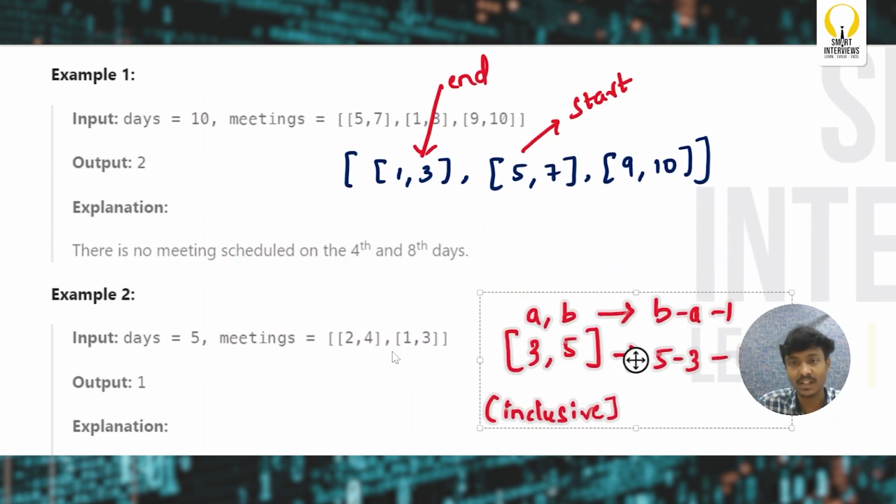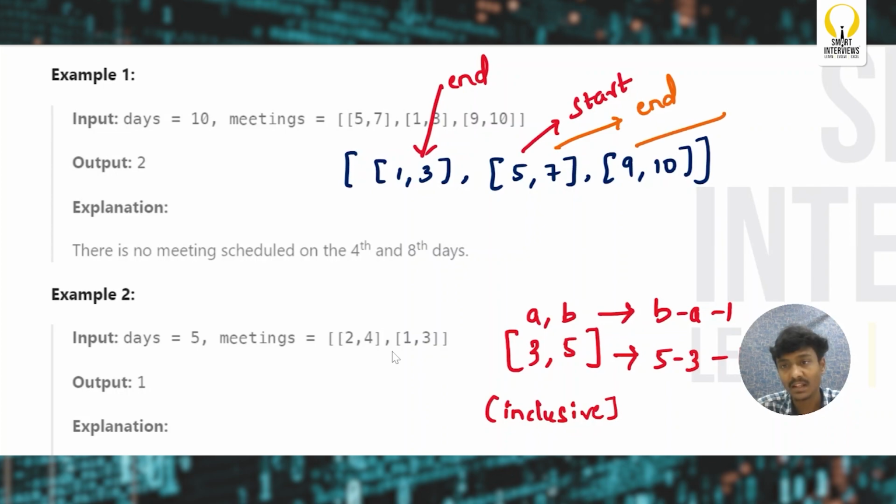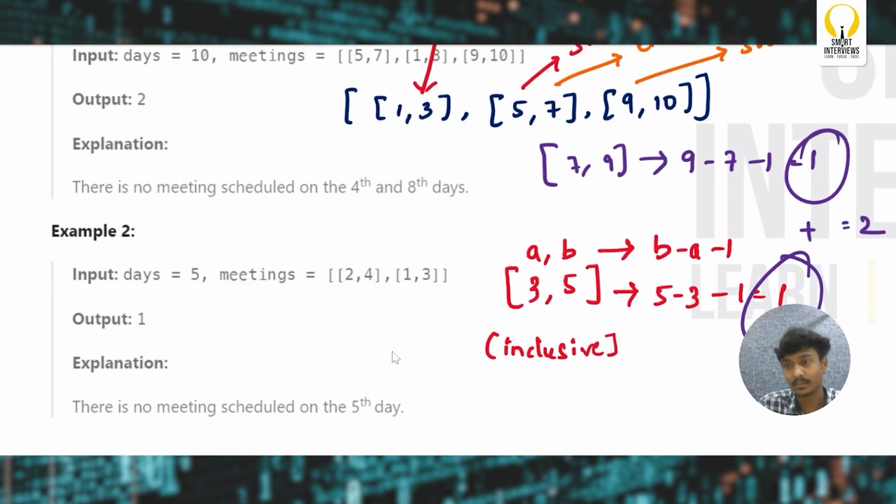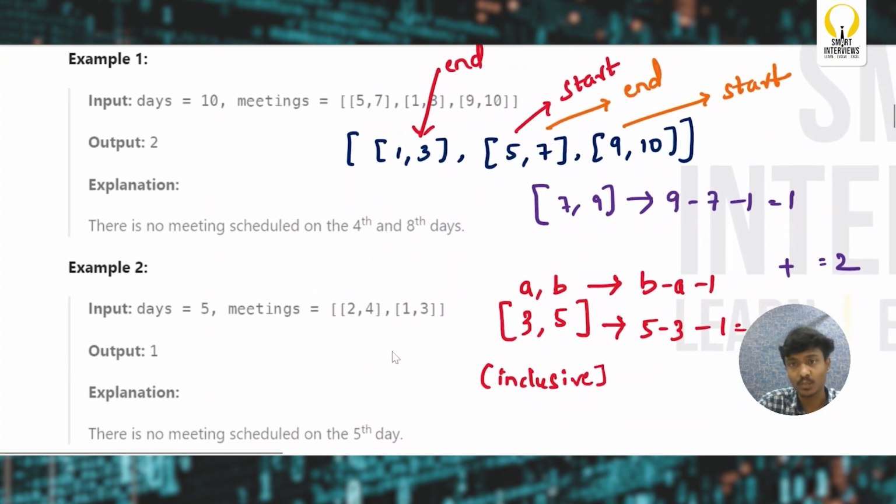Now again, let's see the next two intervals. For this interval, this is the end time and this is the start time. Now again, how can I get all the values between them? I can get them with 7 comma 9. I'm going to apply the same simple formula, that is 9 minus 7 minus 1, which will give us 1. So if I add them, it will result in 2, that is 1 plus 1. So this point is clear.